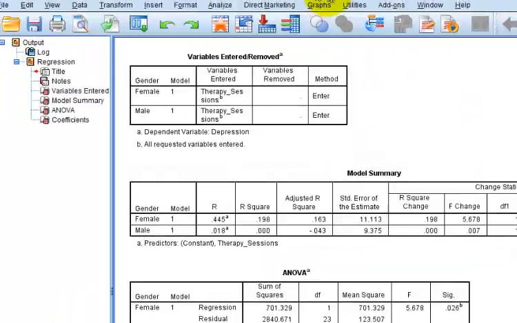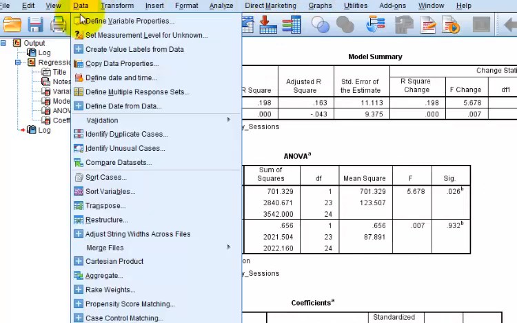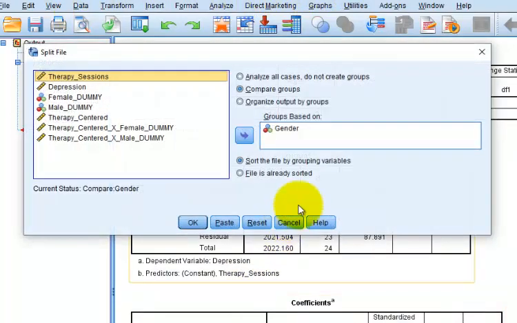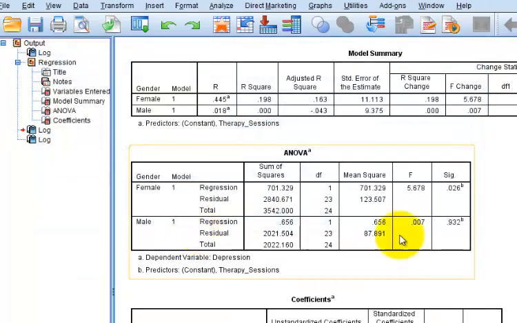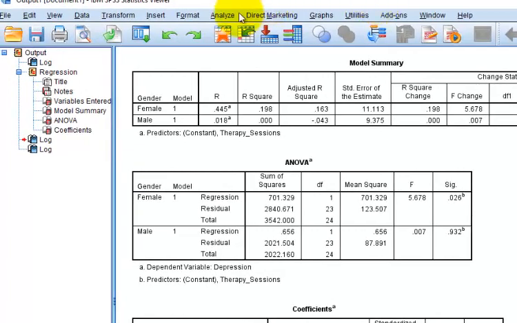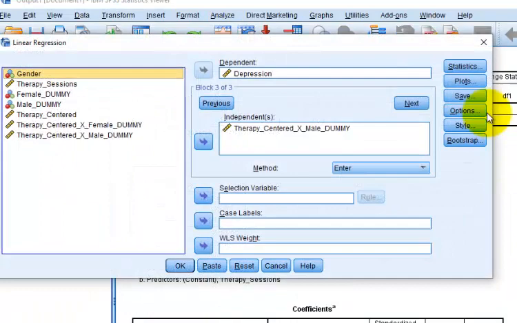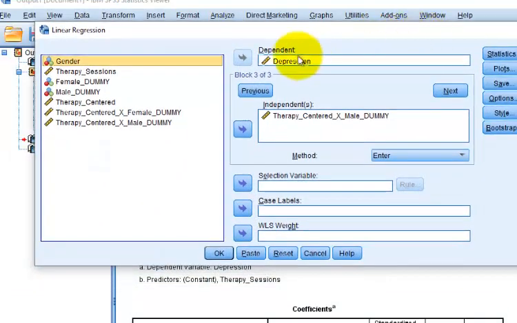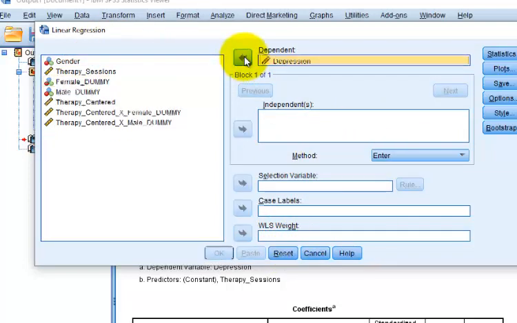All right, now I'm going to go back to the old nitty gritty. I always have to remember to unsplit a file. I'm the worst at that. So put that back, just hit reset. Okay, so now we're going to use everybody, and we're going to run this thing to check for a moderator. Go to Analyze, Regression, Linear. Let's just say reset. All right, depression is the criterion.